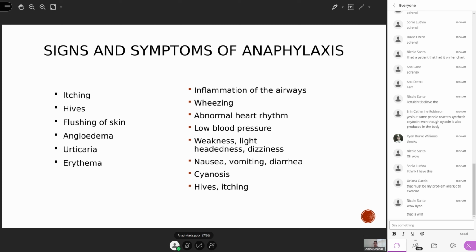Thanks for sharing, Ryan. So this is called an exercise-induced anaphylactic reaction. And now signs, symptoms. Now this is very important, okay? I want you to remember the signs and symptoms of anaphylaxis.